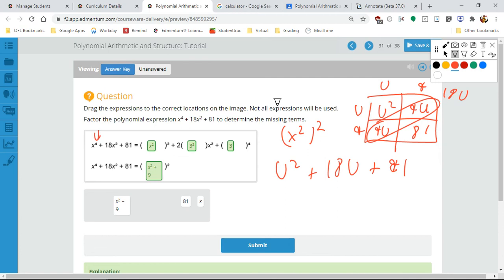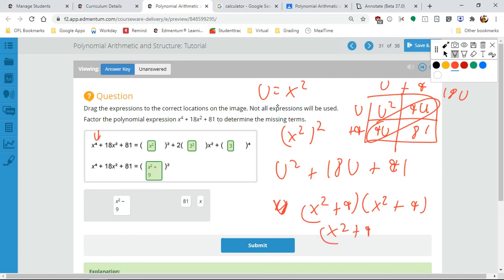I know I'm going fast, guys. I'm sorry. Again, you can always slow it down, rewind it to hear what I'm saying. So the idea here was that u equals x squared. So here I would write, since this is u plus 9 and u plus 9, instead of calling it u plus 9, I would call it x squared plus 9 times x squared plus 9, which is the same thing as saying x squared plus 9, since there's two of them, call it squared, and that's how they're getting this right here.